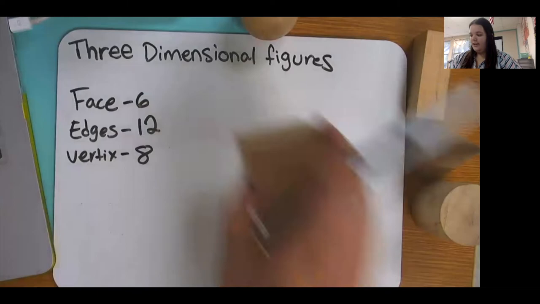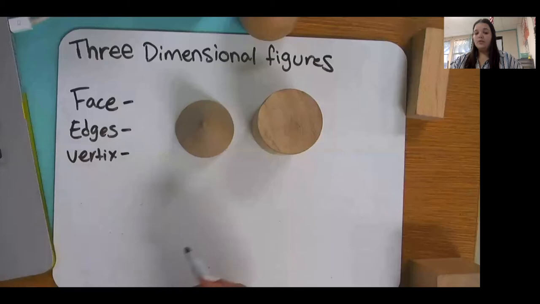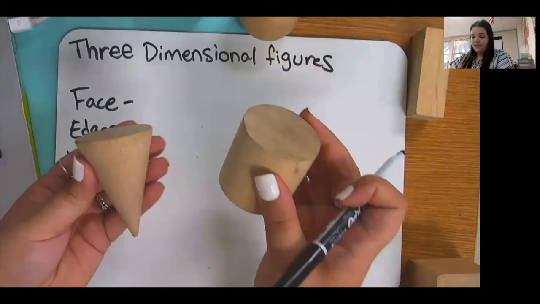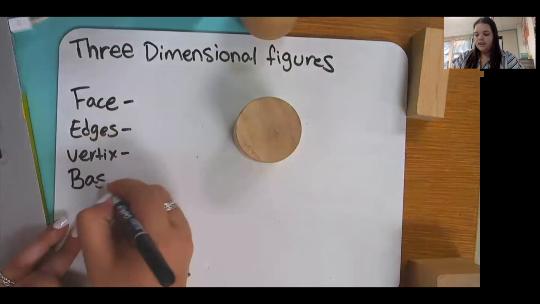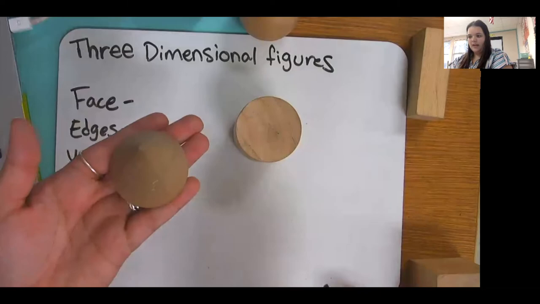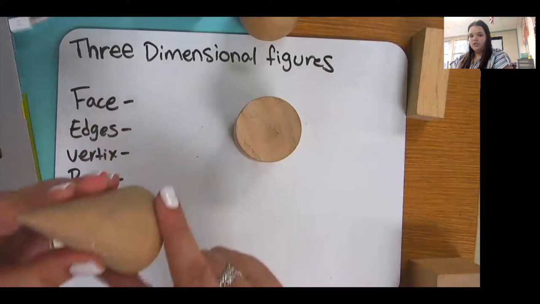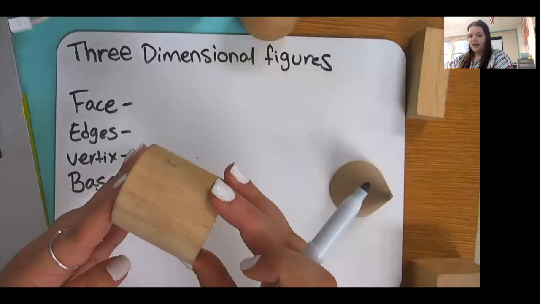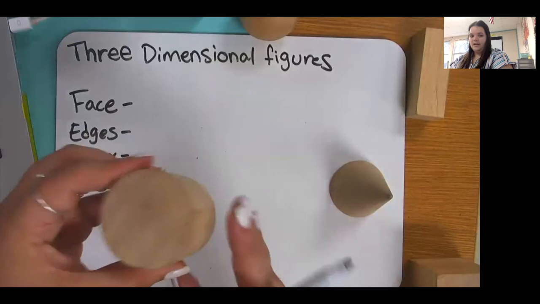Now let's try it with another figure. Now the cone and the cylinder, they have a different one. They have an additional one. That is called a base. So the base of a solid figure is a flat surface. So how many flat surfaces does a cone have? So it has one, this is all flat, and two. So it has two flat surfaces. Now, how many flat surfaces does a cylinder have? It has one, two, and three. So that's how you tell the base of a solid figure.